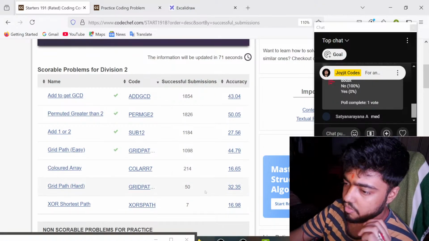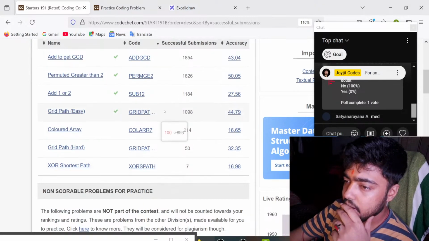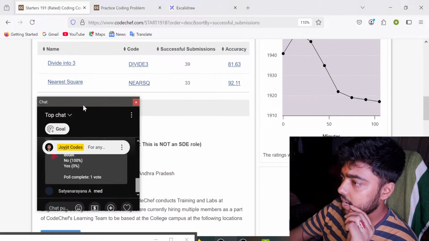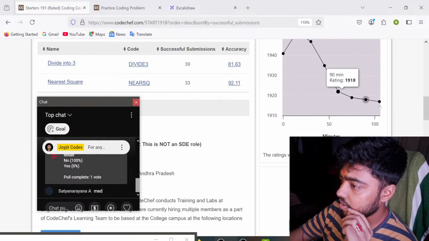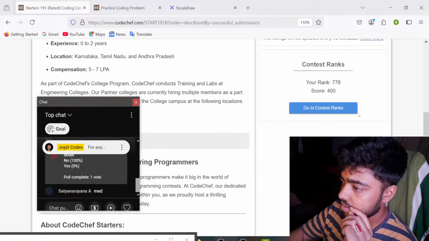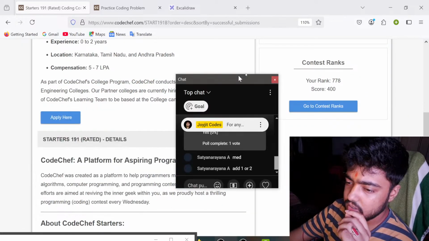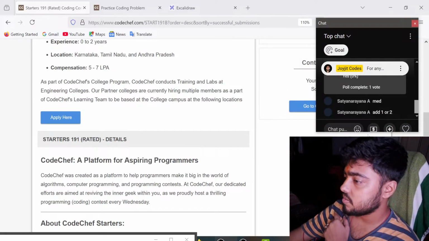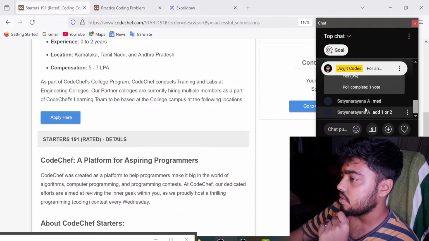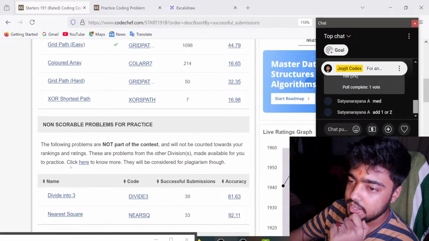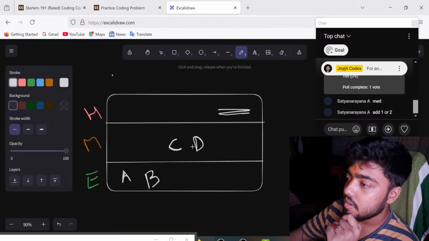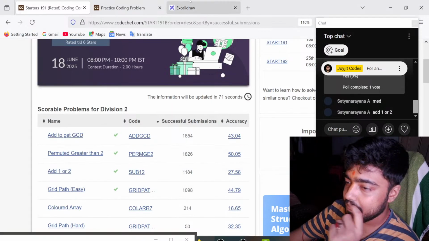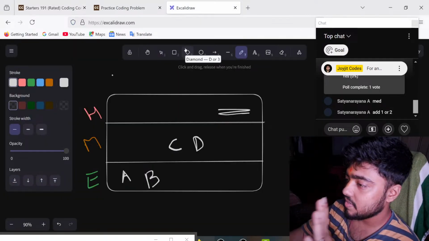It was a good contest overall. I feel like this should be the level of code that they should set. See, I'm having a negative delta over here, but it's okay. 778, I get it. It's completely okay. These types of contests are good, where you have to add one or two. Okay, you're saying that add one or two should be medium. Yeah, it is medium only. See, I'm keeping it as medium only. It is medium. I get it. It deserves to be in the medium version.